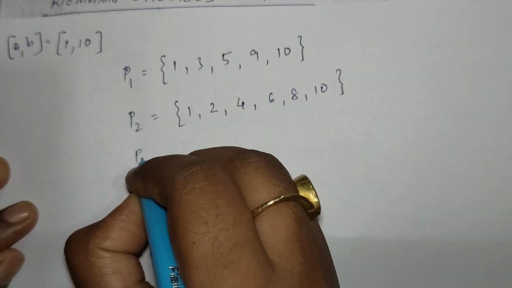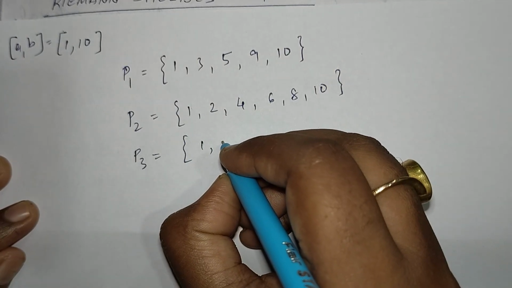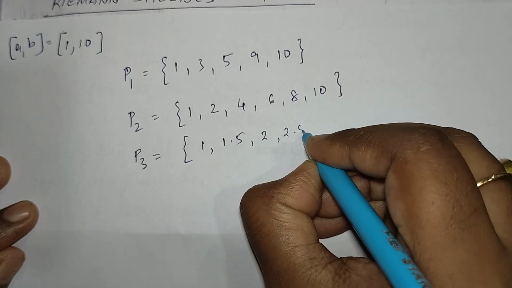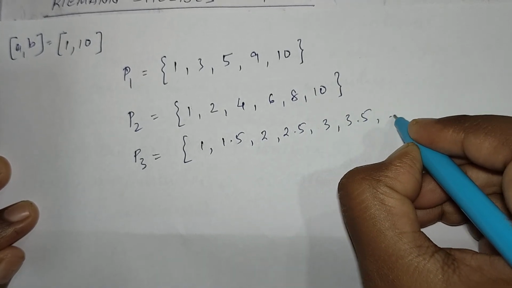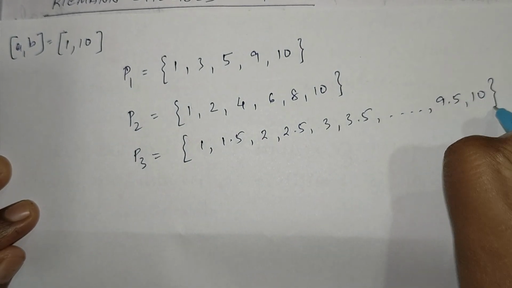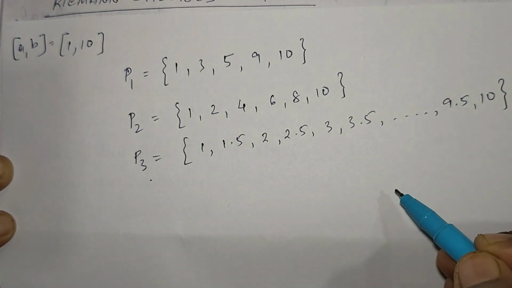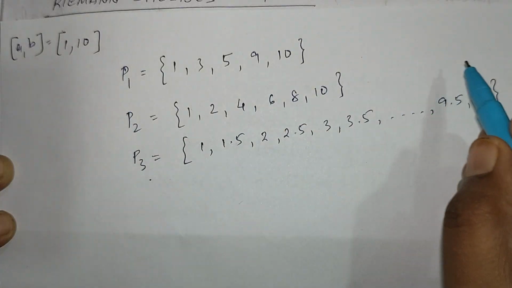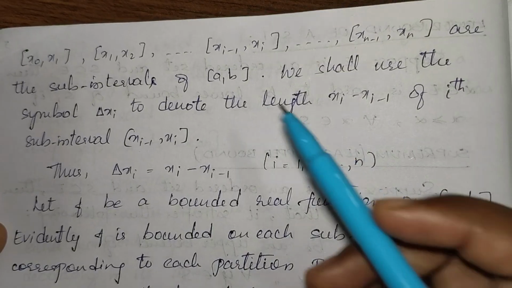So you can also choose 1, 1.5, 2, 2.5, 3, 3.5, etc. up to 9.5, 10. Like this, you can choose many partitions. It is not only three partitions you can choose. You still have many options.